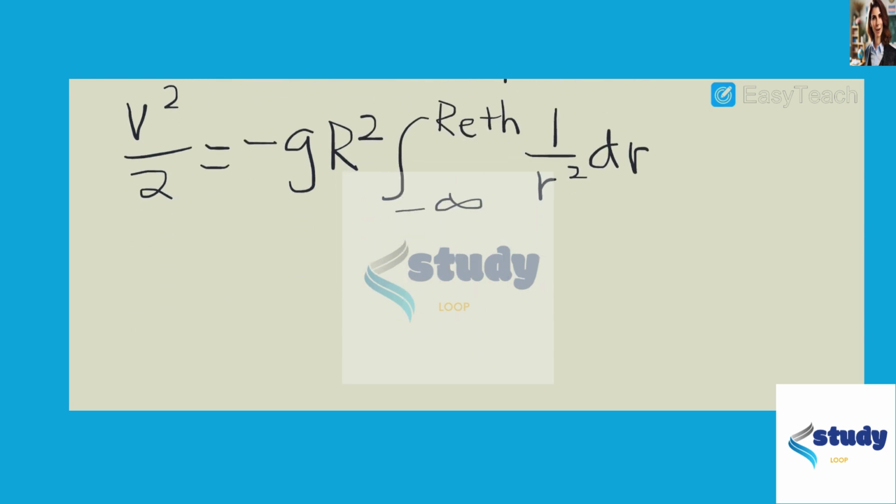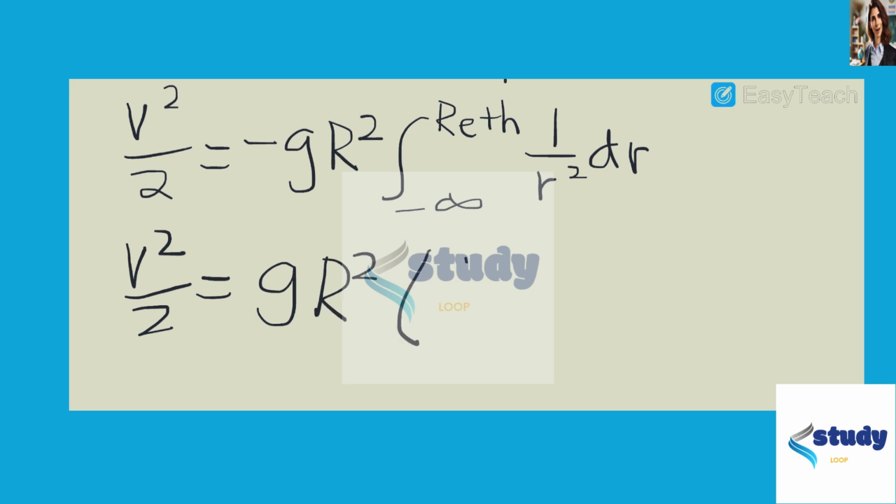Now when we evaluate this integral, we get v squared over 2 is equal to g Re squared times 1 over r, evaluated from negative infinity to Re plus h. This is a pretty simple equation to solve. We know the value of Re, the radius of the Earth that's given to us. We know the value of g, the gravitational acceleration of the Earth. These h's you can plug in for.